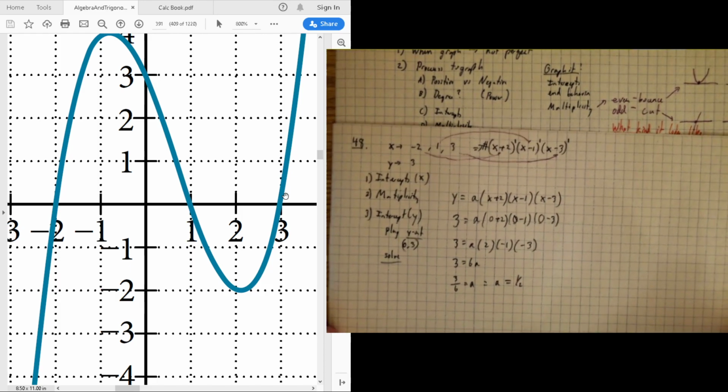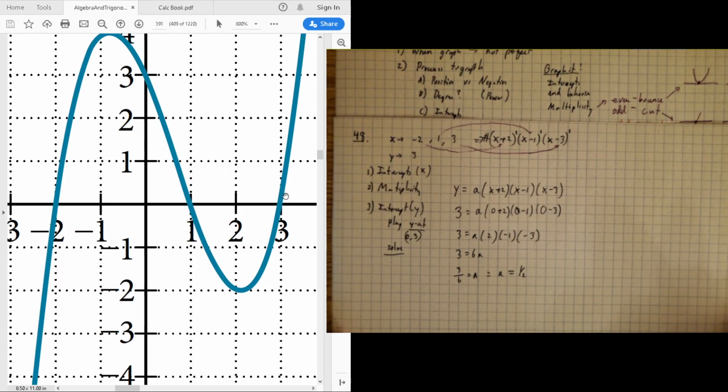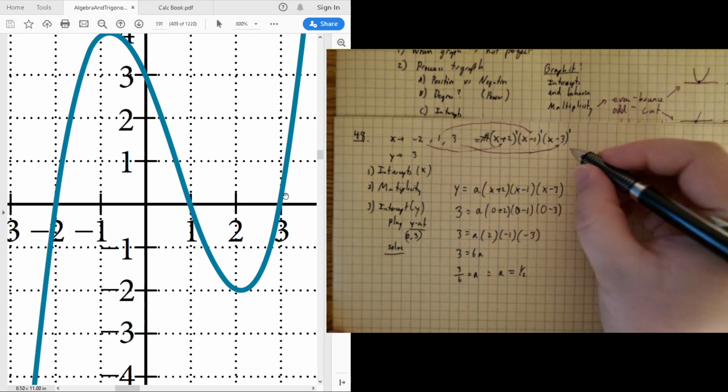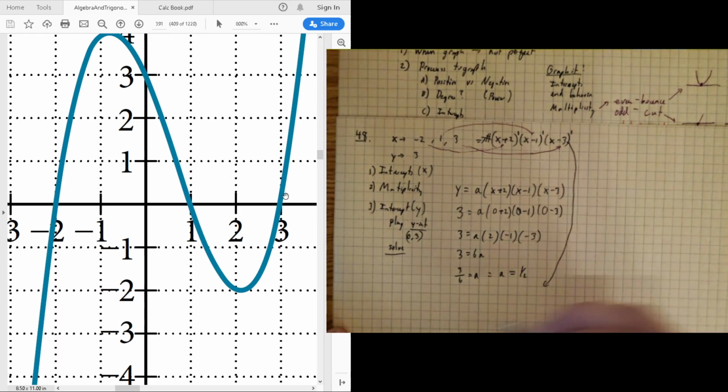So, on 48, it asks to find the formula. This is the first piece of the formula, but it's not the final formula. The final formula is to put in a: 1/2 times x plus 2, x minus 1, x minus 3.